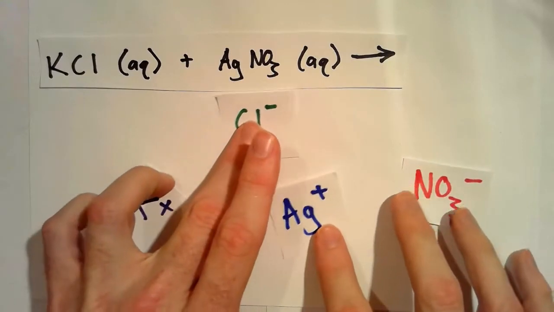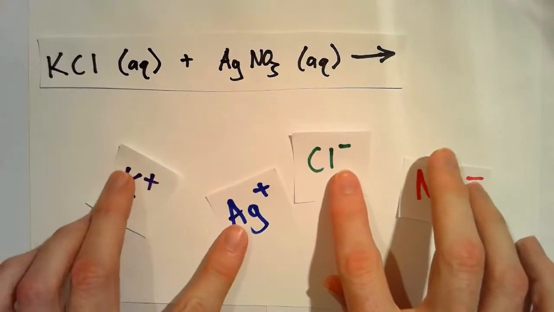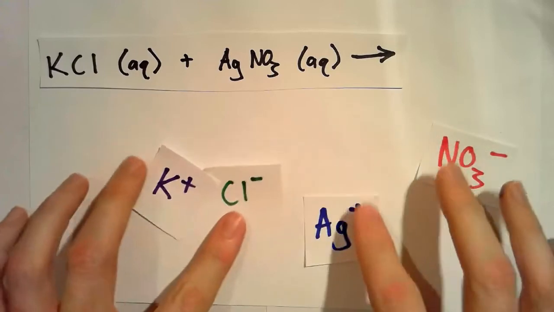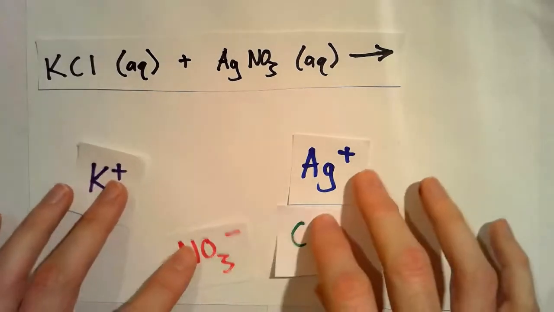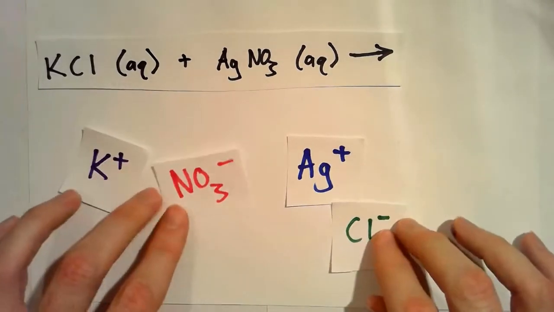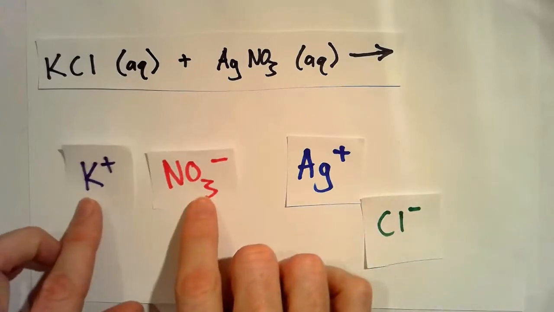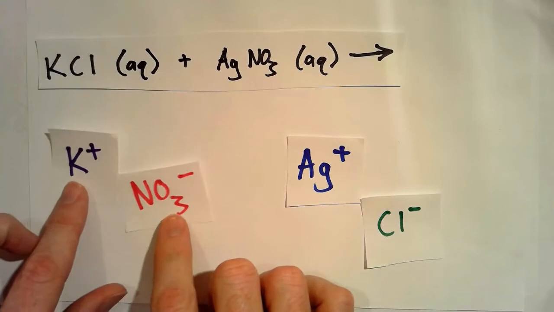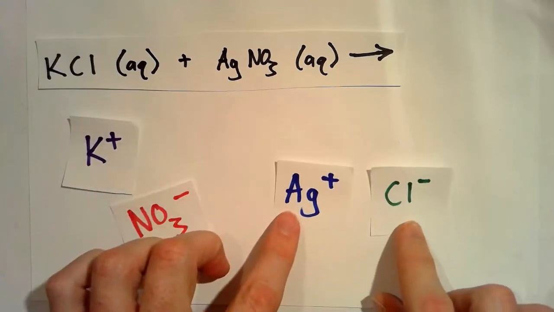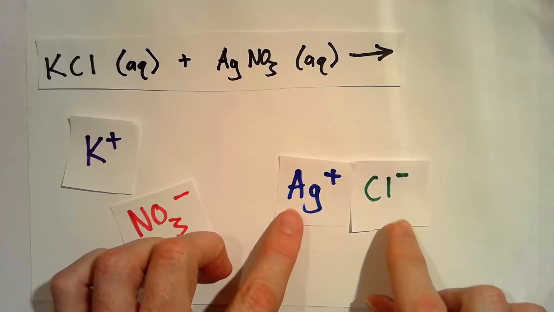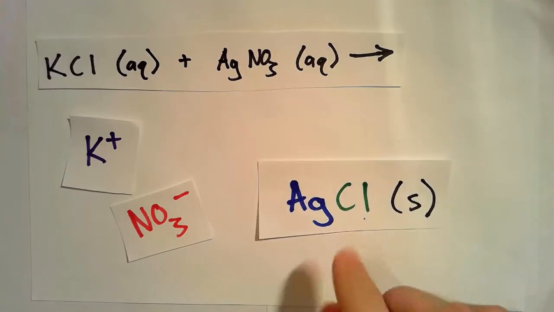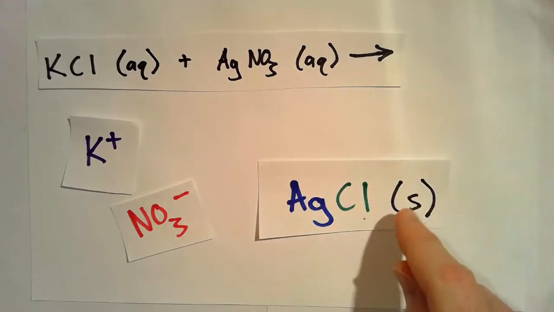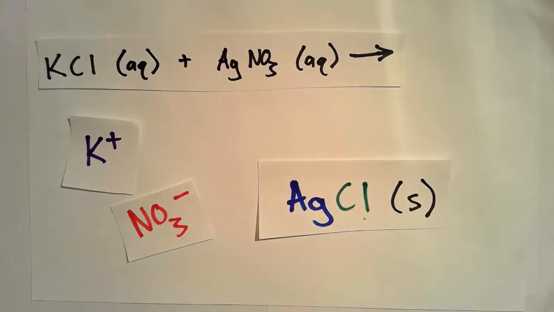What if these came around and, oh nope, that's not going to work. What if these came around and I came up with something like this? Okay, alright, so I've got a positive and negative attracting now, so that's good. And now I've got a positive and negative attracting here. Except all of a sudden, this happens. As soon as the silver and the chlorine came together, they made a solid. That's what a precipitate is.